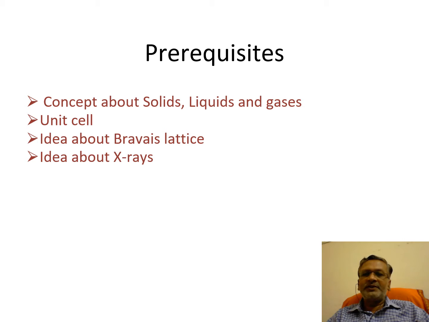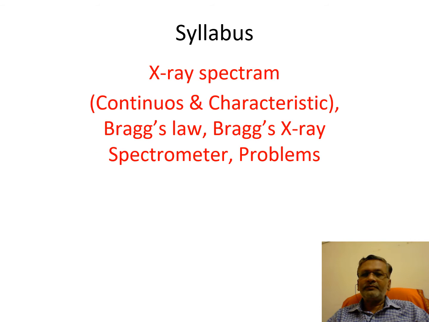Prerequisites for this discussion are clarity about solids, liquids and gases, what you mean by a unit cell, a perfect idea about Bravais lattice, and fundamental concepts about X-rays. And the syllabus for this chapter is X-ray spectrum, continuous and characteristic, Bragg's law, Bragg's X-ray spectrometer, and a few problems.